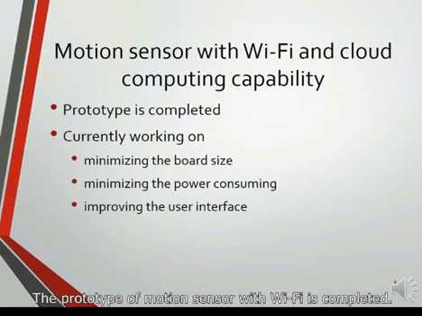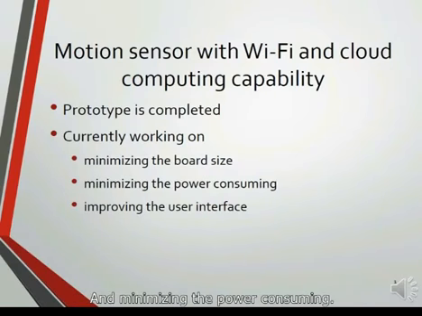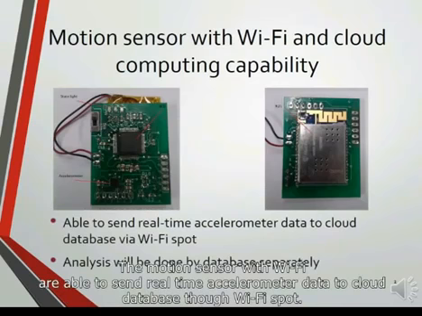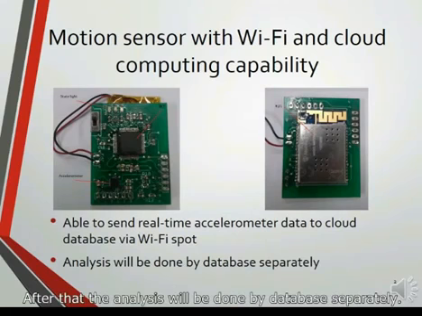The prototype of the motion sensor with Wi-Fi is completed. Now we are working on minimizing the board size and the power consumption. After that, we will improve the user interface. The motion sensor with Wi-Fi is able to send real-time accelerometer data to the cloud database through Wi-Fi ports. After that, the analysis will be done by the database separately.